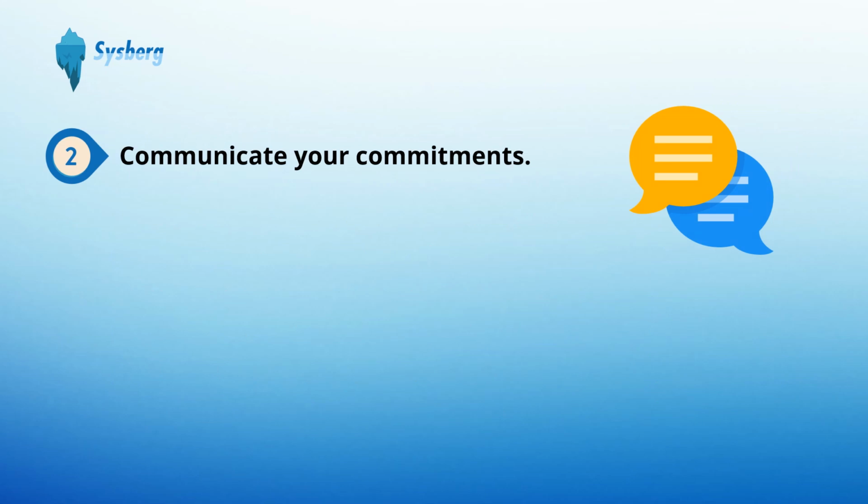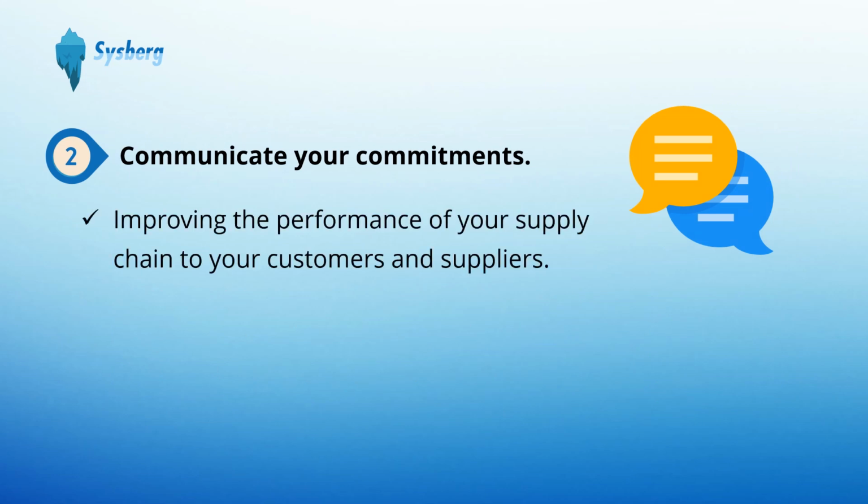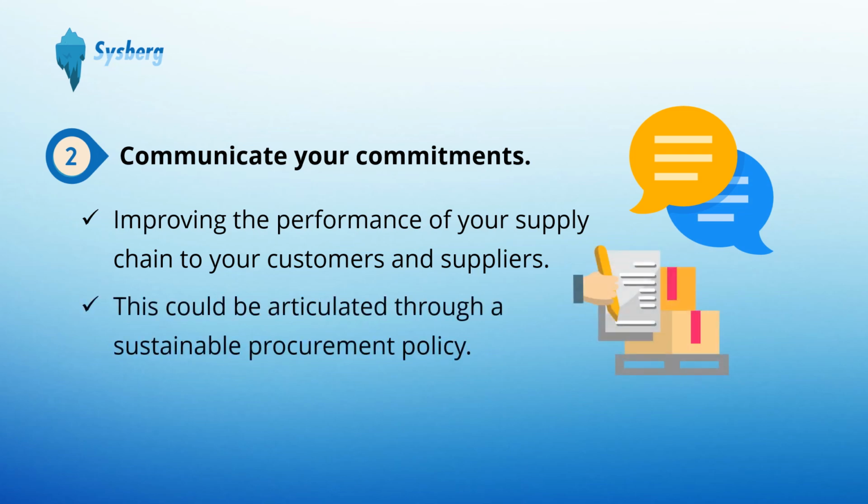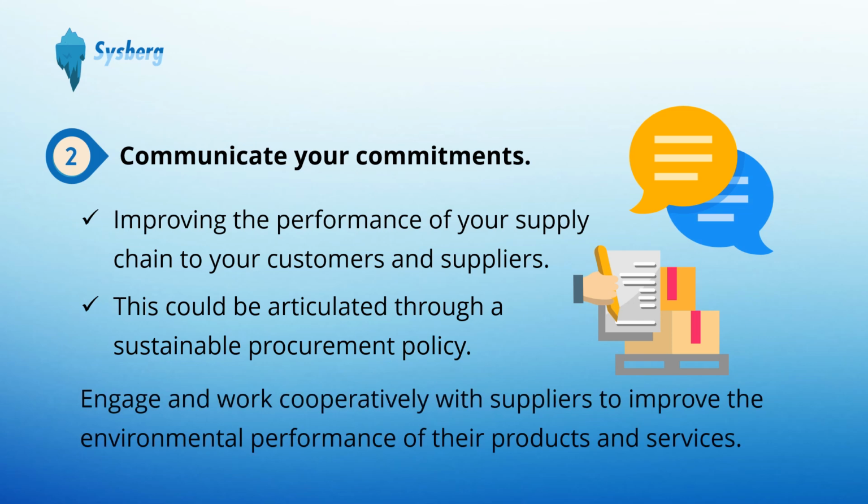Step 2. Communicate your commitments. Communicate your commitment to improving the performance of your supply chain to your customers and suppliers. This could be articulated through a sustainable procurement policy. Also consider including a statement in your organization's sustainability or environmental policy making a commitment to, for example, engage and work cooperatively with suppliers to improve the environmental performance of their products and services.